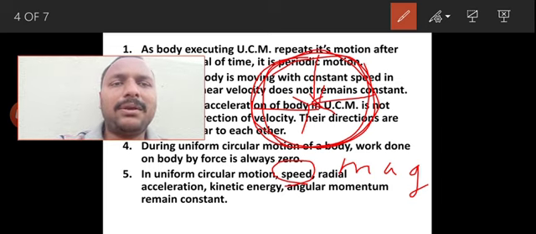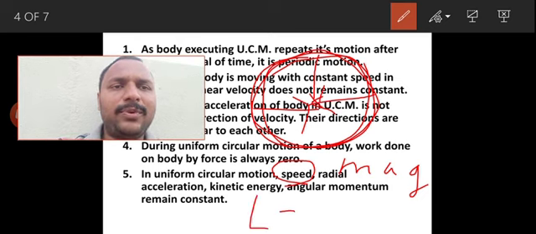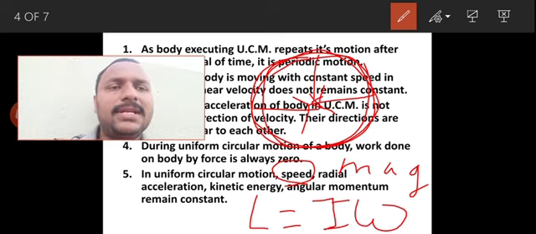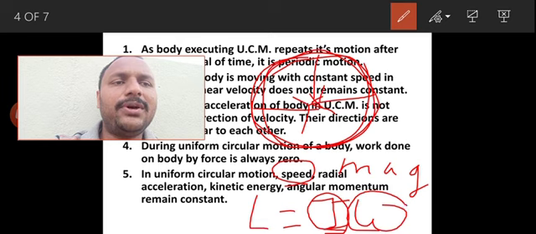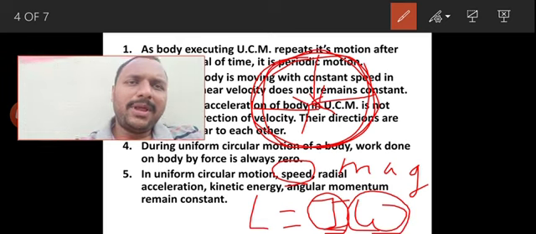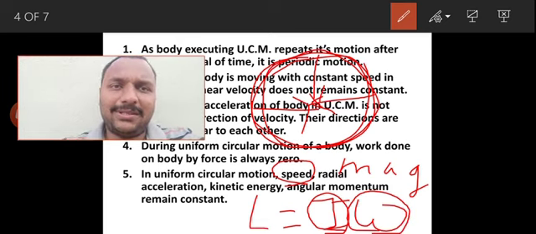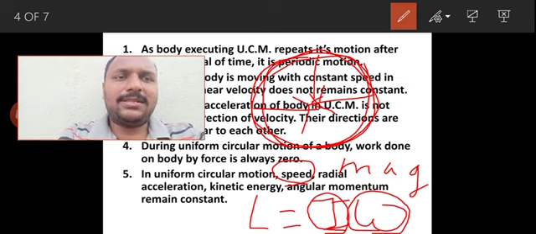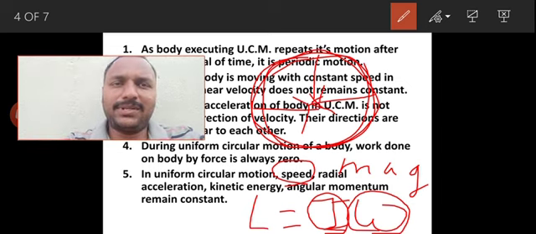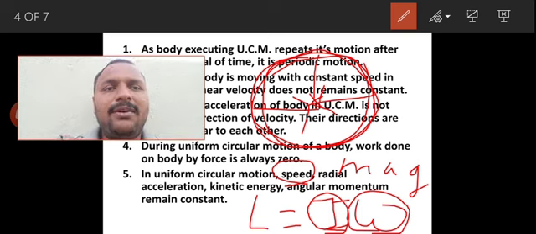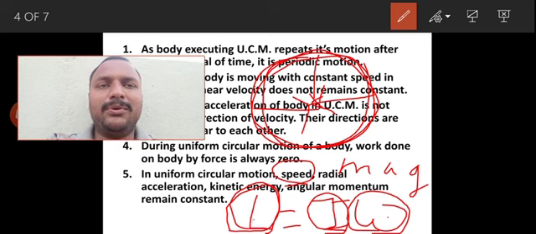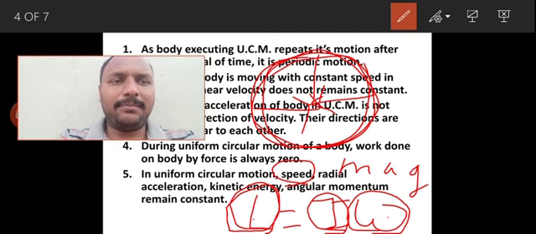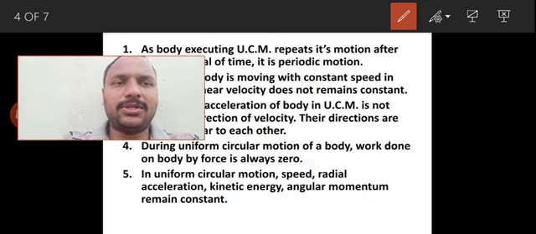Angular momentum remains constant. L is equal to I omega. Okay, and we say that moment of inertia is a tensor quantity, and omega is a vector quantity, but we already covered this concept of angular velocity in the definition. Angular velocity is constant in UCM, therefore angular momentum is also constant. The direction of angular velocity and the direction of angular momentum are the same, therefore it remains constant.